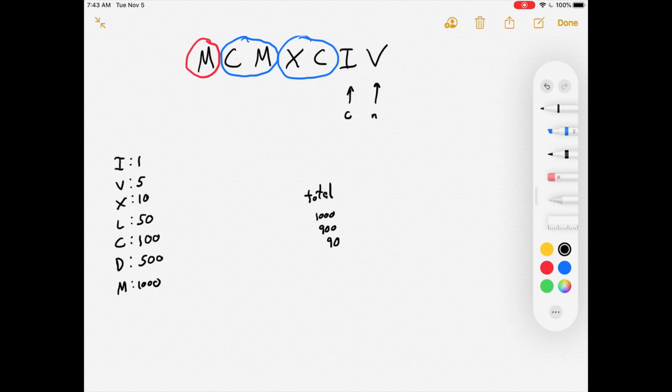All right, so final time, which one's greater, the number on the left or the number on the right? It's the number on the right. So again, we factor both of these into the total. I maps to 1 and V maps to 5. What is 5 minus 1? It's 4. So we just add that to the total, leaving us a grand total of 1,994.